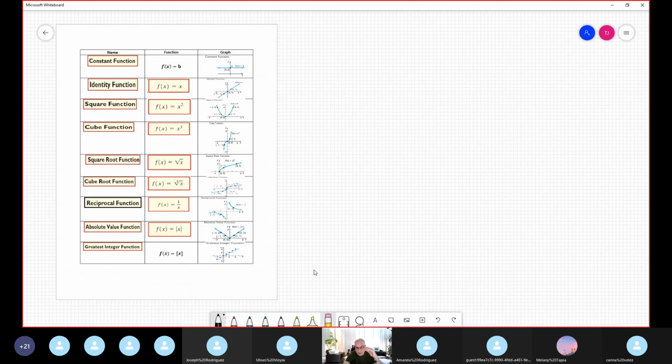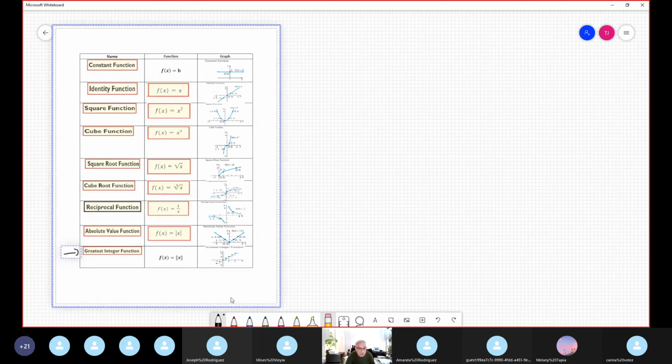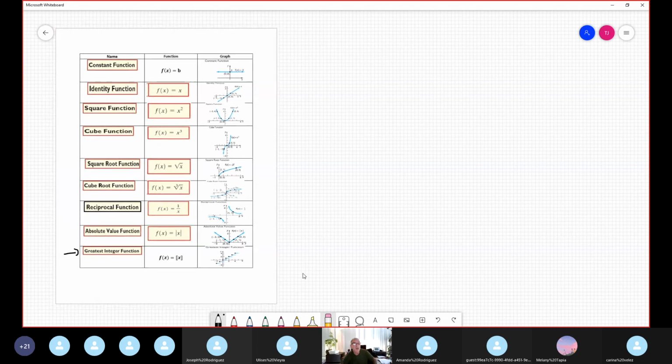I want to describe a little bit, one by one. Okay, name: constant, identity, square, cubic, square root, cubic root, reciprocal, absolute value, and greatest integer function. This is a little bit weird. I want to explain, but it's not important. The most important is the rest. A student taking college algebra needs to know by memory the name of this function, the equation, and the graph. So you need to know approximately what the graph looks like.